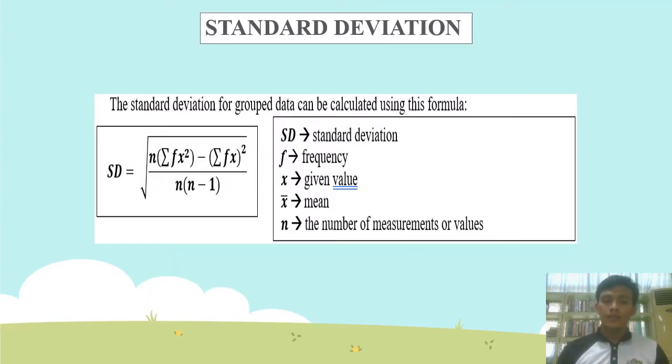Standard deviation for group data can be calculated using this formula. SD is equal to the square root of n quantity summation fx squared minus quantity summation fx raised to 2, divided by n quantity n minus 1, where SD is the standard deviation, f is the frequency, x is the given value, x-bar is the symbol for the mean, and n is the number of measurements or values.